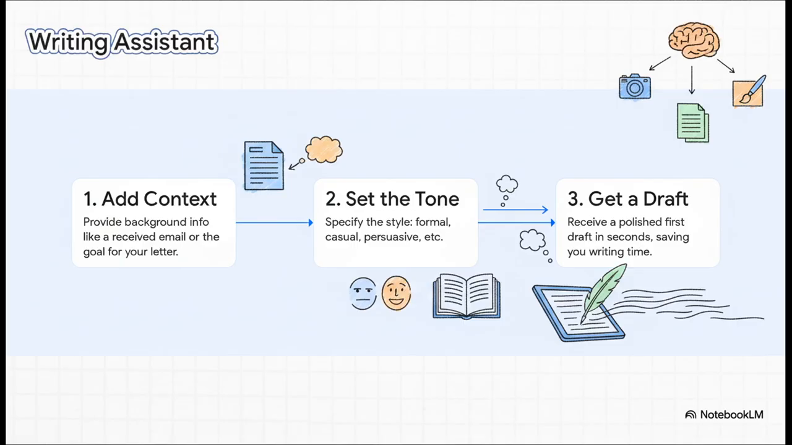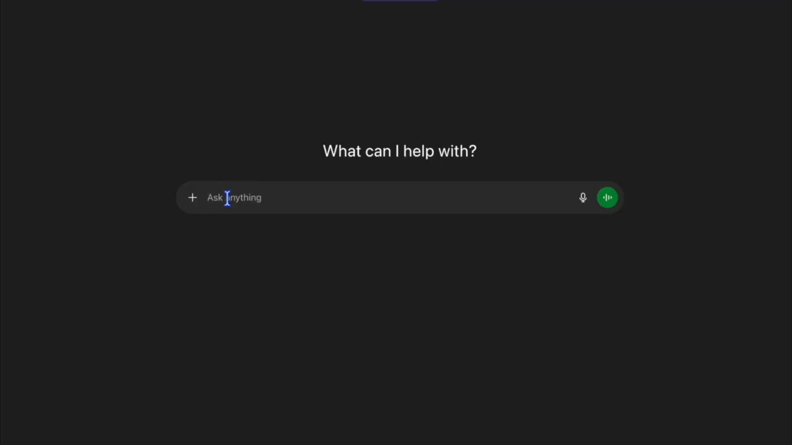And here's a little pro tip. I like to start with a few bullet points of what I want to say. This gives the AI a really clear structure to work with, and you get a much better first draft right away. But its creativity goes way beyond just words.